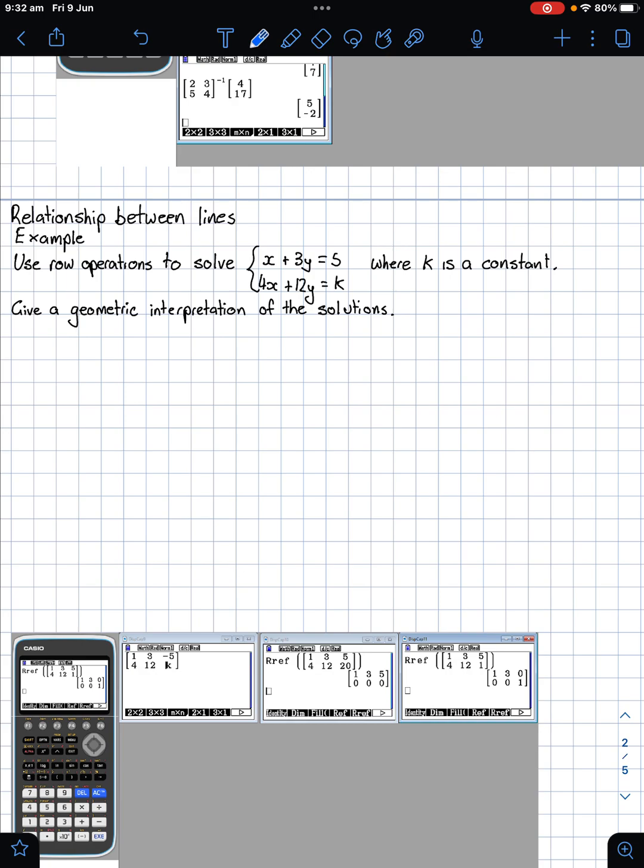It'll make more sense when we do a 4x4, but this matrix we're looking at is 1, 3, 5, and then we've got 4, 12, and k. Now, I might not have specified in the last video the operations we can do. So we can interchange equations. We can replace a row with a non-zero multiple of itself. So we can multiply it by any number and then replace it with itself.